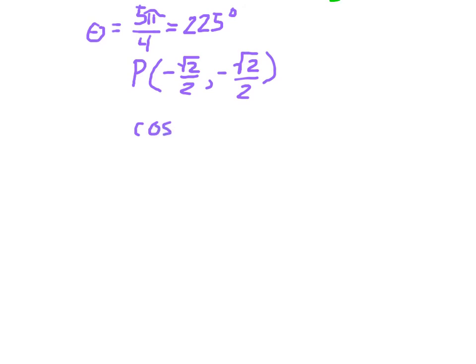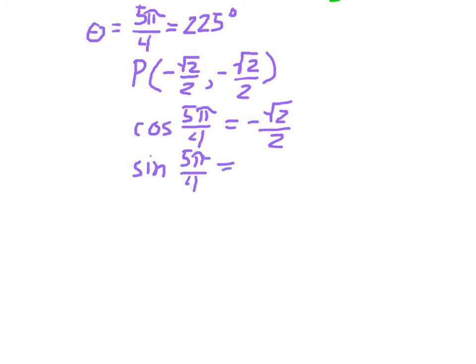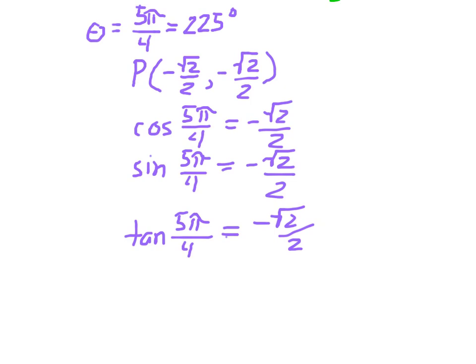I know that cosine of 5 pi over 4 is the x-coordinate and is negative square root 2 over 2. Sine of 5 pi over 4 is the y-coordinate, and it's also negative square root 2 over 2. And when I go to calculate tangent, which again is sine divided by cosine, I see that I'm dividing a quantity by itself. I'm dividing negative square root 2 over 2 by itself. And of course, we're going to get 1.